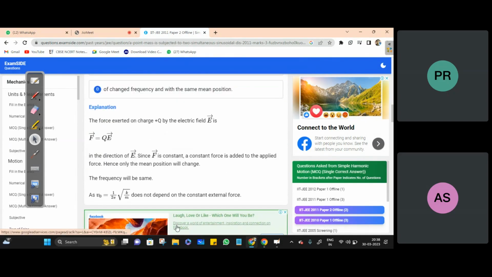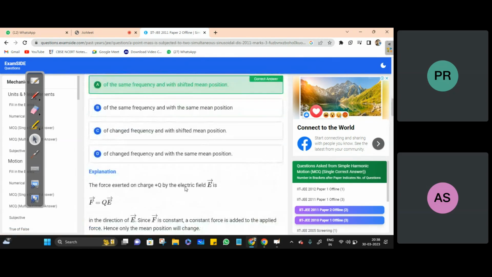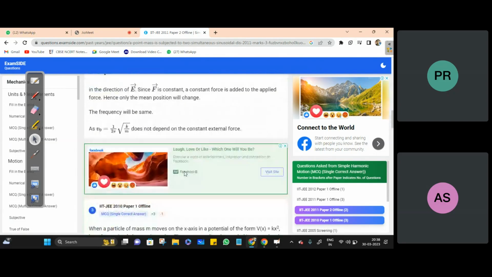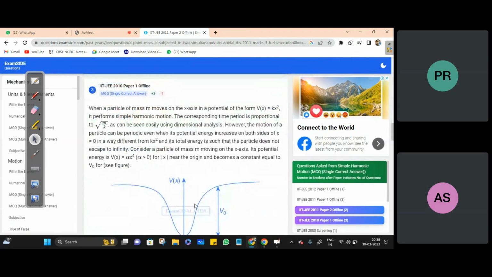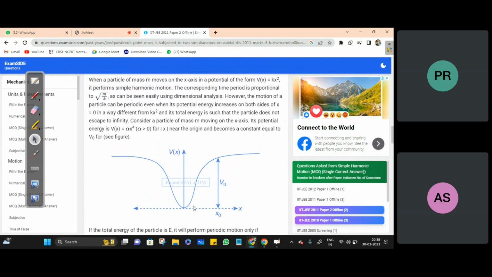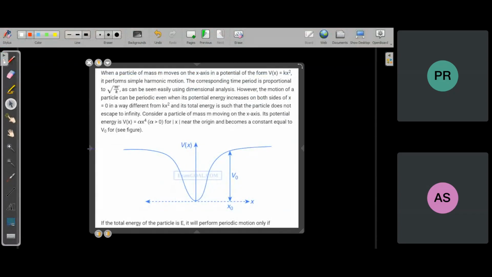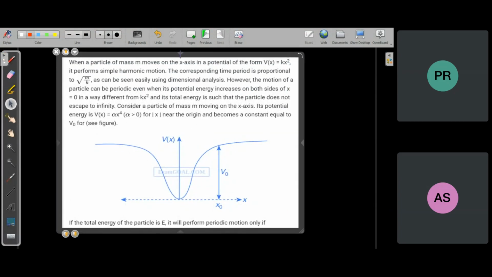You can ask your doubt. I think you don't have any doubt. Sir, generally we know that frequency or time period does not depend on any external force. So we can say frequency or time period depends on the restoring force only.